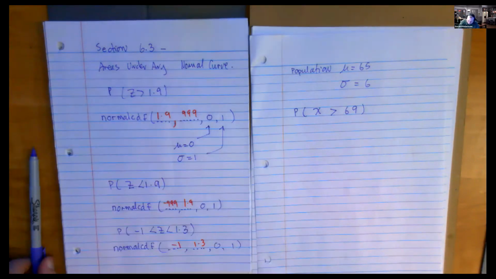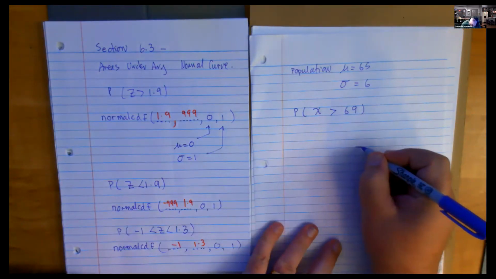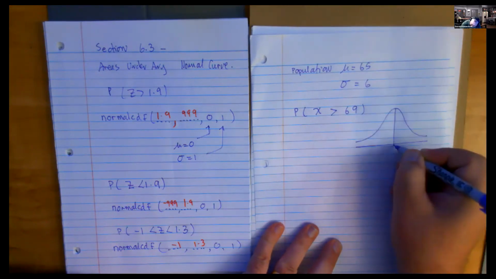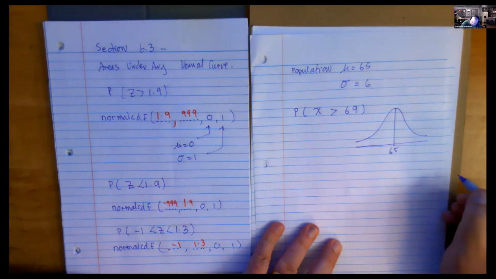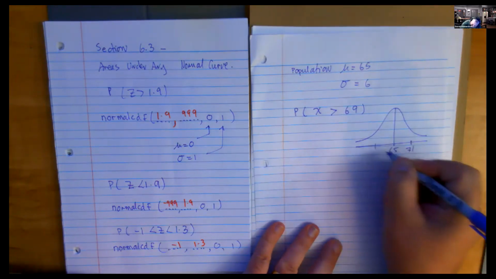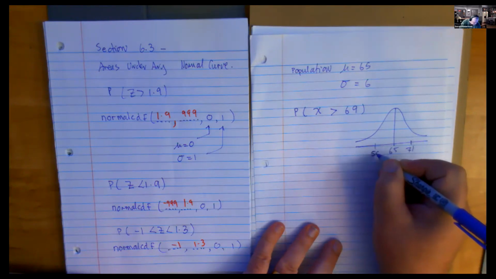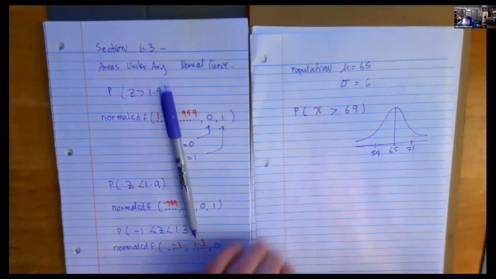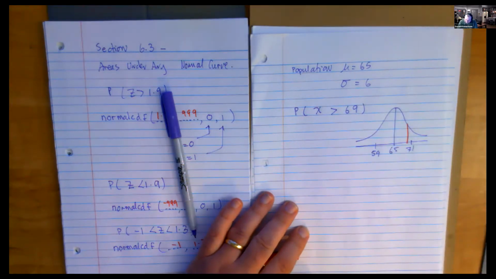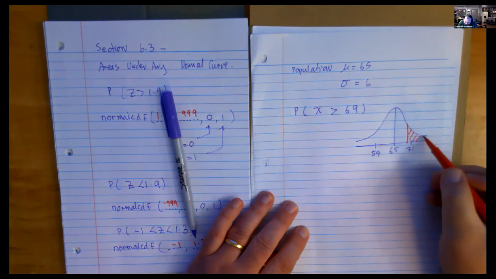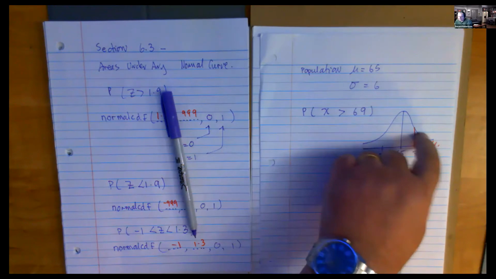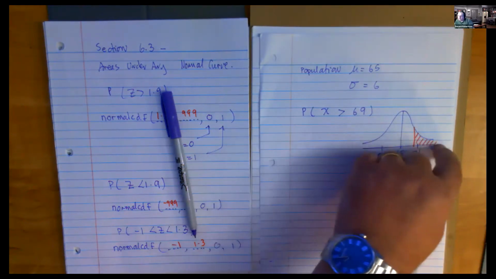So if I draw a little picture just to visualize what's going on here, there's your normal curve. Would you agree that this is 65, right? If I go one standard deviation, that's 71. If I go one the other way, that's 59. That's just like reference points. If I now put in 69, it's about here, right? And aren't we trying to find out how much of the piece of cake, what percentage of the cake the shaded red bit is?